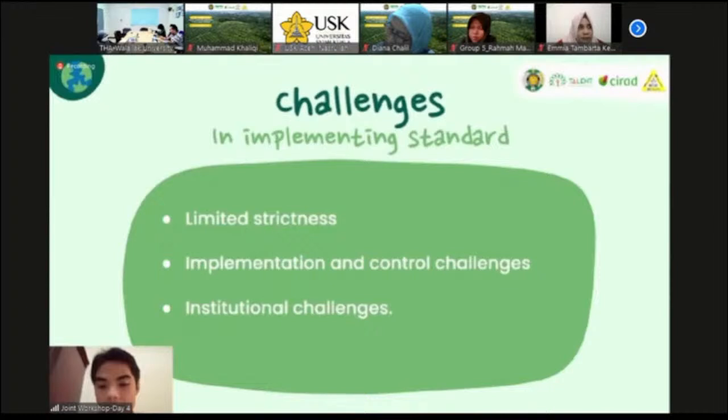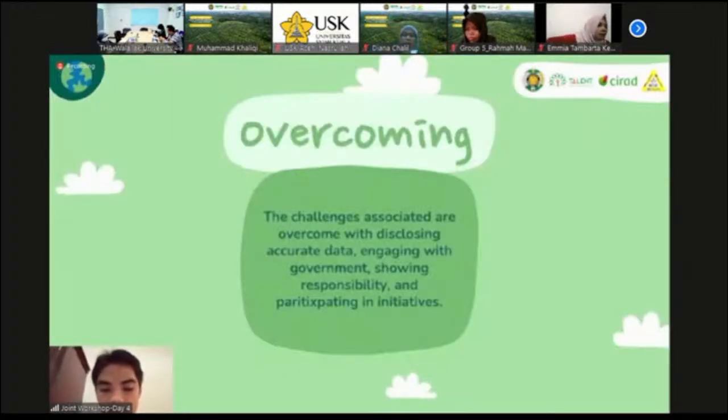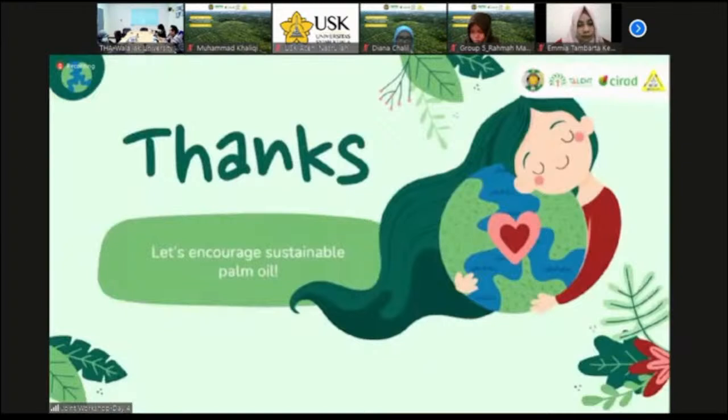Next, overcoming the challenge associated with certification. First, palm oil companies can overcome some of the challenges associated with certification by disclosing accurate and up-to-date data, engaging with government and civil society. Next, showing responsibility through ensuring high-quality assessment. And finally, participating in initiatives that push certification standards forward.